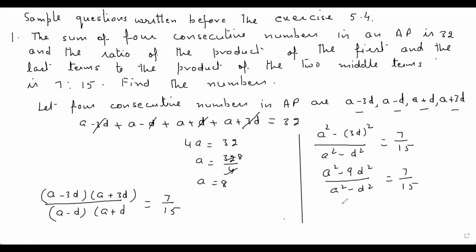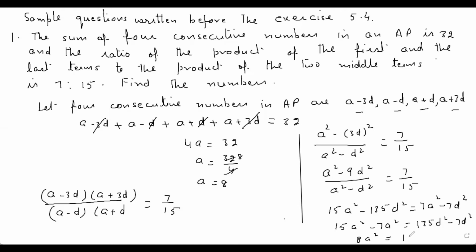Now cross multiply it. We will get 15a square minus 135d square is equal to 7a square minus 7d square. This is 15a square minus 7a square is equal to 135d square minus 7d square. This is 8a square is equal to 128d square.